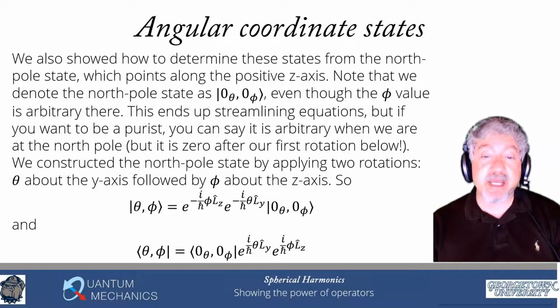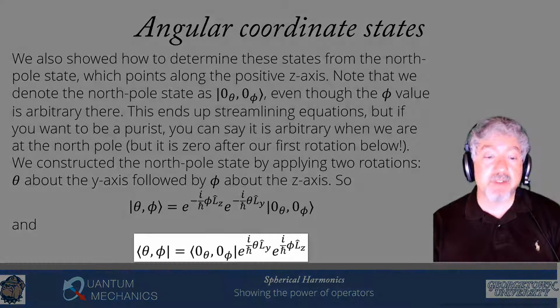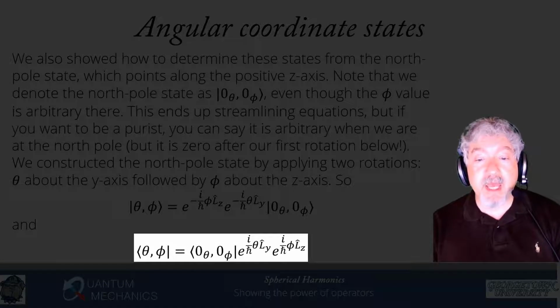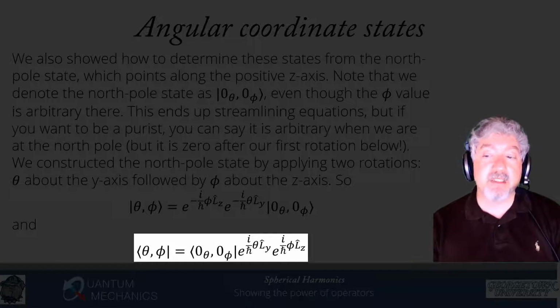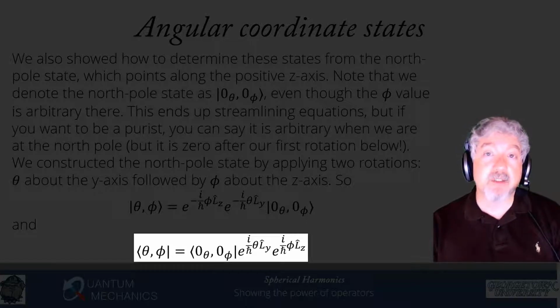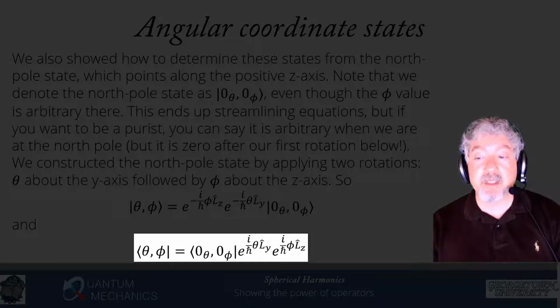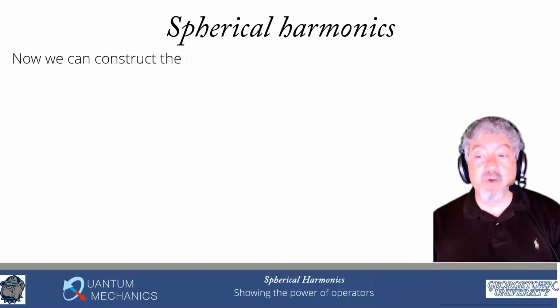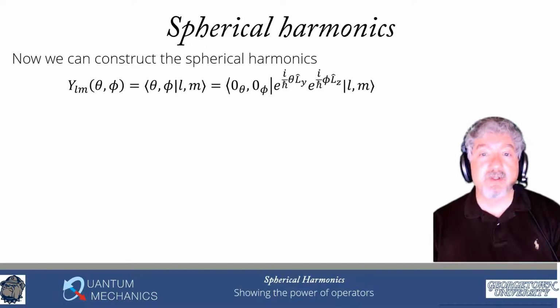And if I take the bra, I have to take complex conjugates of those operators. Ly and Lz are Hermitian operators, and so the theta phi bra is equal to the bra 0 theta 0 phi, or the North Pole state, e to the i over h bar theta Ly hat, e to the i over h bar phi Lz hat. And you see the order switches because when we take the Hermitian conjugate of products of operators, the order switches, and I've changed the minus i into a plus i because I need to take the complex conjugate. All right, we're now ready to start working on constructing the spherical harmonics.